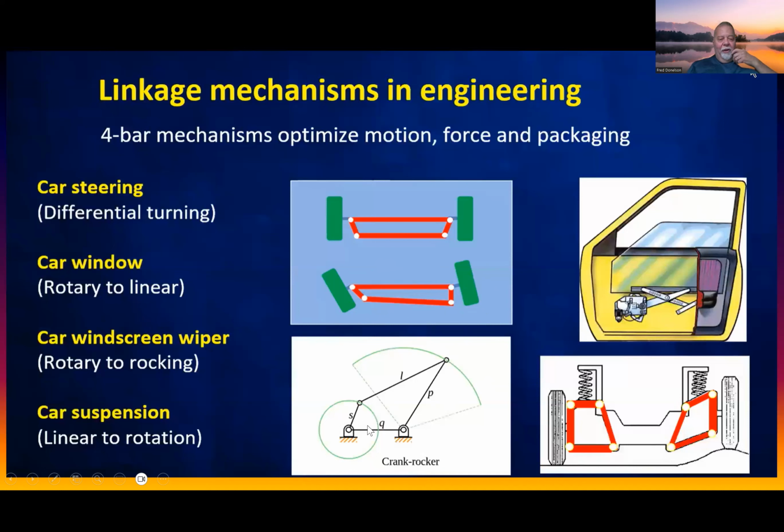Your windshield wipers are similar. They start out with a rotary motor, but then they actually go to a rocking type of motion based on the way the four-bar system works. So it rocks back and forth from a rotary motion. And then again, car suspension, you go from linear to a rotation motion. So all of these are really complex things. These are not easily designed, and they optimize motion, they optimize force, and they optimize packaging.